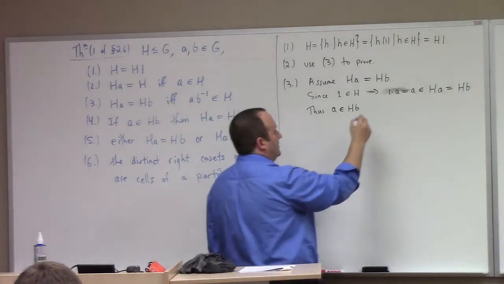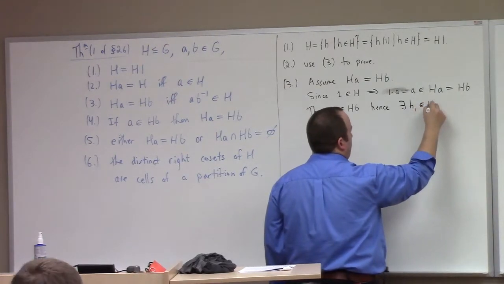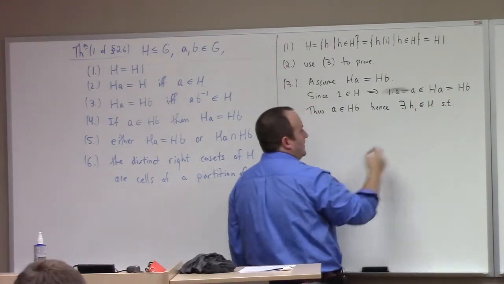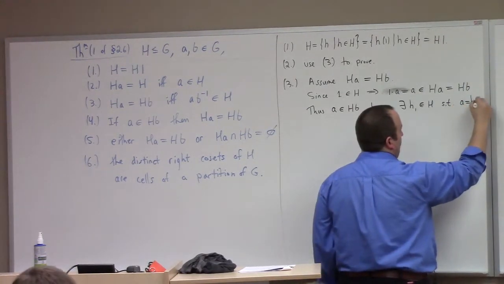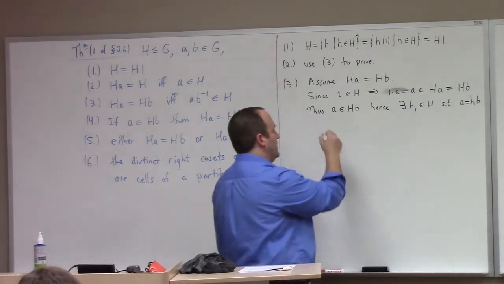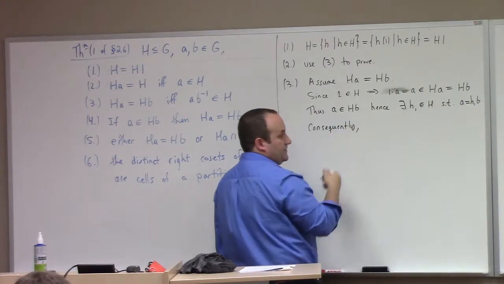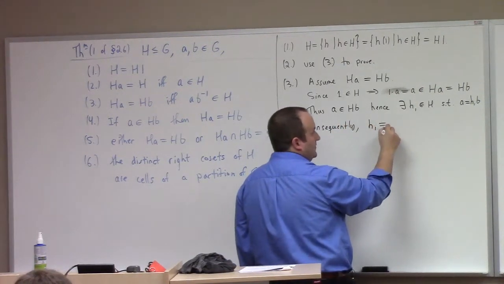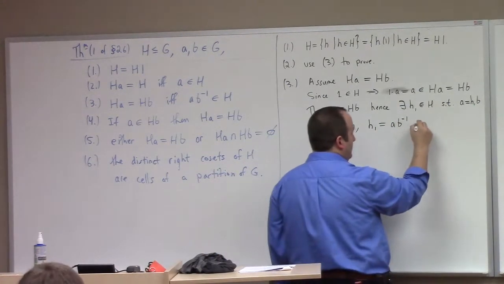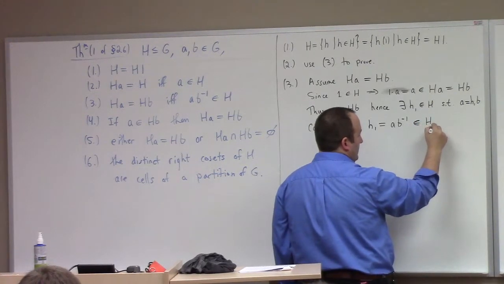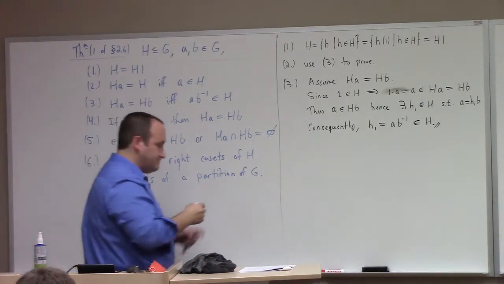Hence, there exists, let's say, h1 in H, such that a is equal to h1 times b. Consequently, solve for h1: h1 is equal to ab inverse. And this is an element of H. That completes the forward implication.